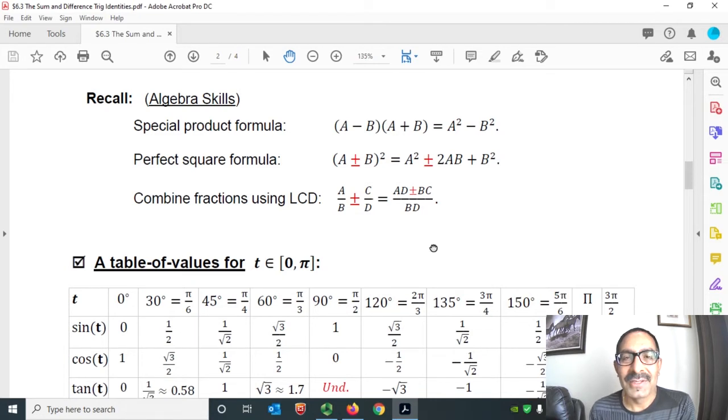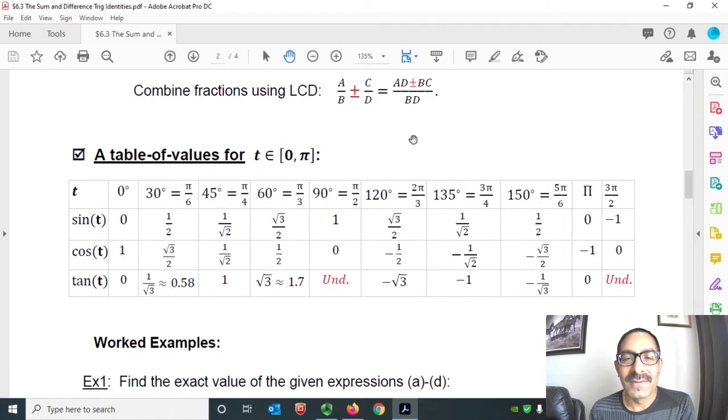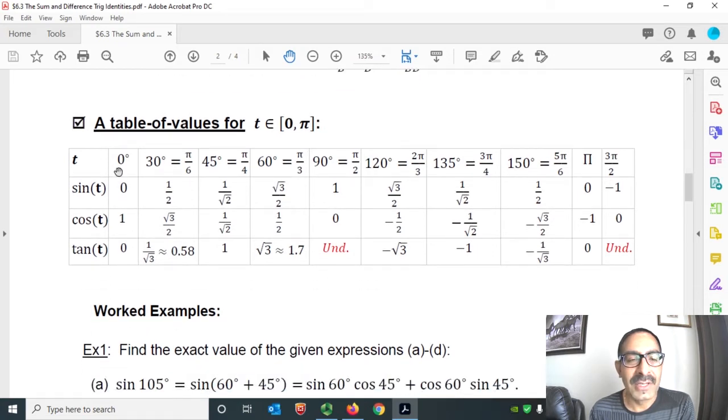Now let's review trigonometric function values between 0 and pi at special angles. So here: 0 degrees, 30 degrees, 45 degrees, 60 degrees, 90 degrees, 120 degrees, 135 degrees, 150 degrees, 180 degrees. Similarly 3 pi over 2, 270 degrees. And these are the functions sine t, cosine t, and tan t.